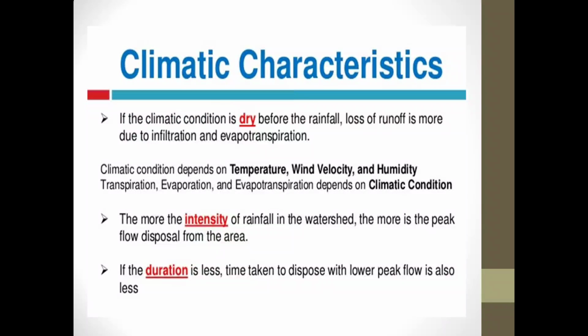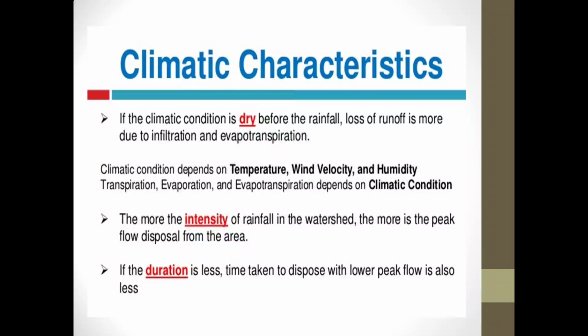Then we have to discuss the different climatic factors that affect watershed management. If the climatic condition is dry before the rainfall, the loss of runoff is more due to infiltration as well as evapotranspiration. That means before receiving the rainfall, the climatic condition is very dry. In that condition, the loss of runoff is more, and due to infiltration, most of the water is infiltrated into the soil and lost through evapotranspiration.